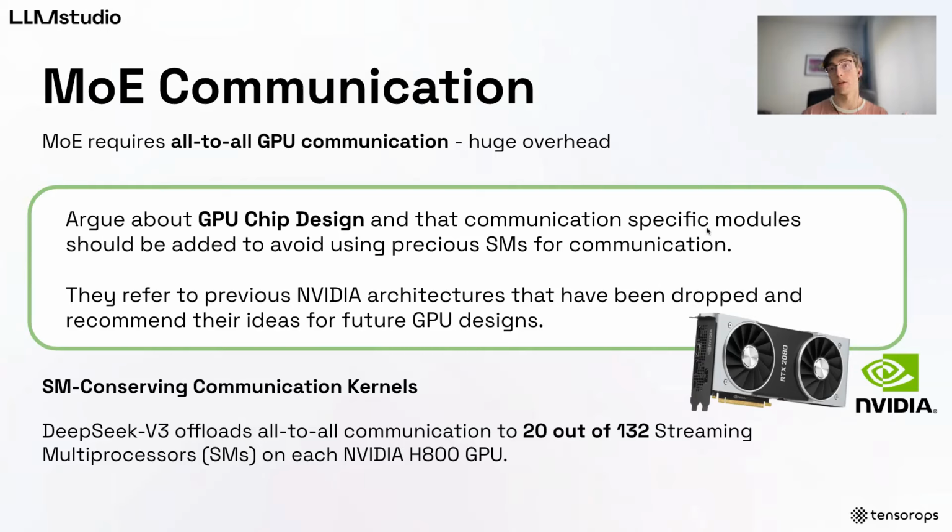Having a communication-specific module in a GPU has actually been used a lot by NVIDIA in the past, and they refer to some of the architecture that they used and dropped. And now they're suggesting that NVIDIA or other chip makers may go back to it, because it would definitely help them a lot. And their idea is to be able to not use any of these 132 streaming multiprocessors.